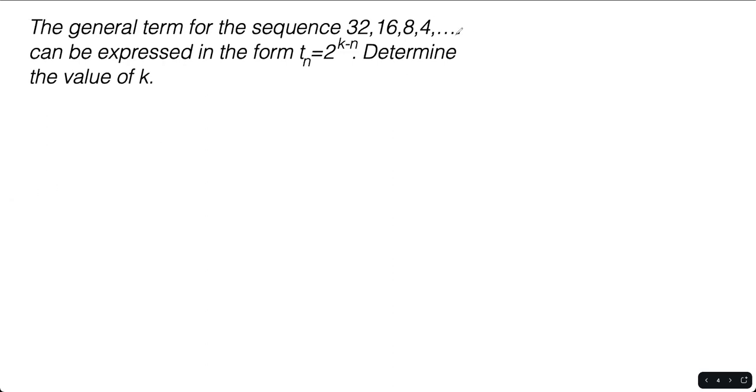So first of all, we need to find out what kind of sequence this is. This sequence seems to be geometric because you're multiplying by a half every time. So we know the common ratio equals 1/2, and a, the first term, is 32. We know the equation of a geometric sequence: Tn equals a times r, the common ratio, to the power of n minus 1. So now let's apply it to this sequence.